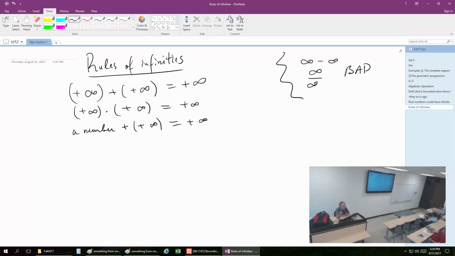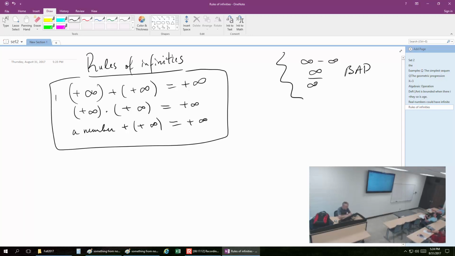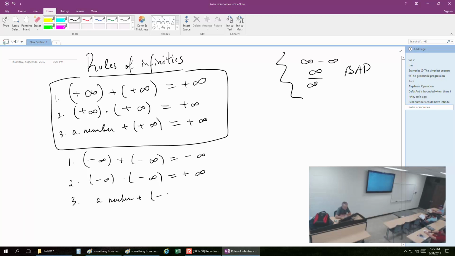And then you have similar rules for negative infinity. Okay, can you give me three rules of negative infinities? Like these. You sure? Plus, yes. Okay. With multiplication, it is positive infinity, right. And finally, a number plus negative infinity is negative infinity. Okay, so once again, these are shortcuts.